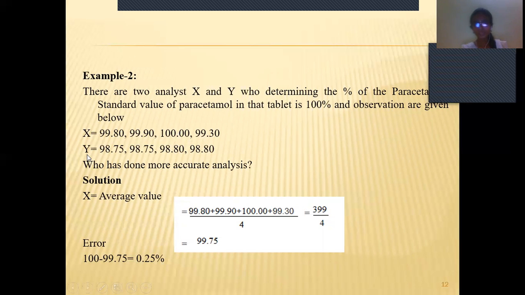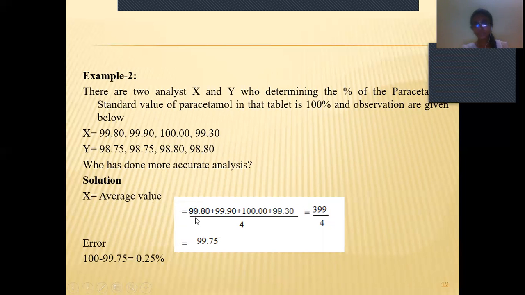If we take Y, the values are 98.75, 98.75, 98.80, and 98.80. So these are the values these two persons have got. We have to find who has the more accurate value. Let's see the solution. First for X, whatever values he got, we have to take the average of those 4 values.